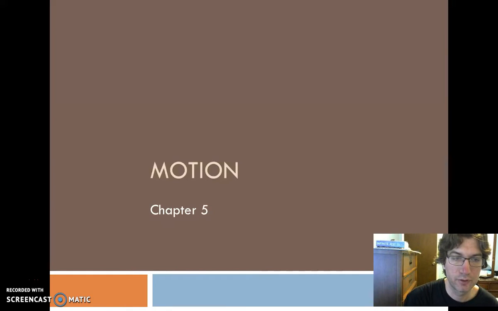This chapter is chapter 5 on motion. This is our introduction to physics. So we are going to be switching from the chemistry science to the physics science here. It is a short chapter, but it is very important. Everything you learn in this chapter is going to be applied into other chapters. So you need to know this in order to understand anything else in physics.